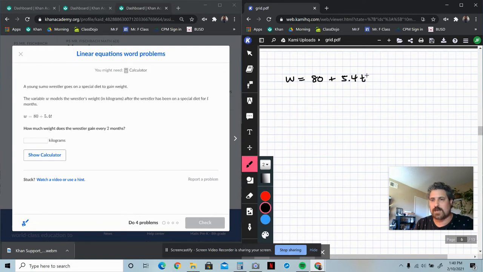So as the time in months goes up, obviously his weight increases. All right, so this is his weight in pounds or kilograms. Okay, so there's our equation. It says how much weight does the wrestler gain every 2 months? Well, if we set the T for 2, then we're going to find out how much the weight gain will be every T months, okay? So the variable is the weight because after the wrestler has been on diet for T months, okay?